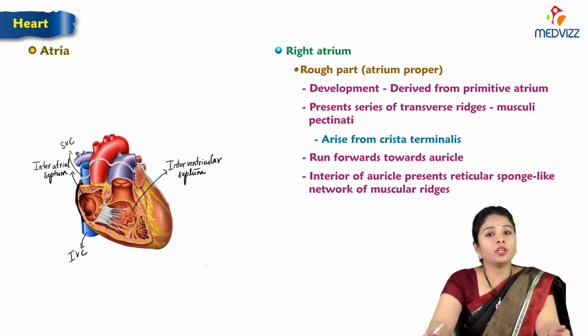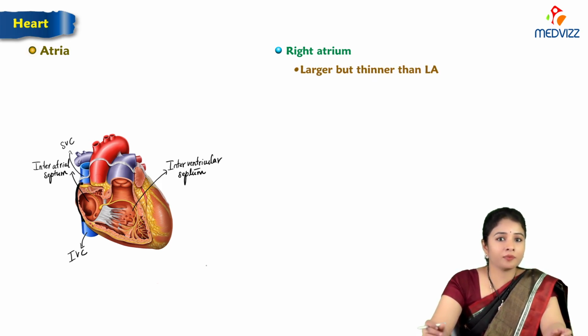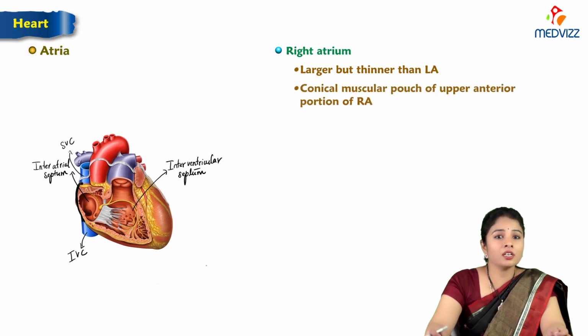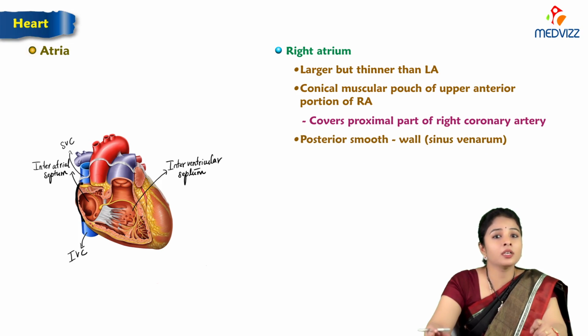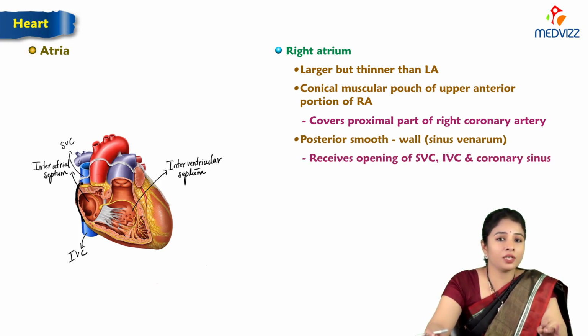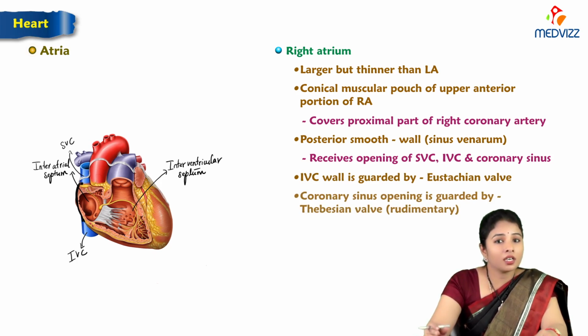If you see a little more detail about the right atrium, it is larger but thinner than the left atrium. The right auricle is a conical muscular pouch of the upper anterior portion of the right atrium, and it covers the proximal part of the right coronary artery. The posterior smooth wall, which is the absorbed part of the sinus venarum, receives the openings of the superior vena cava, inferior vena cava, and coronary sinus. The inferior vena caval opening is guarded by a valve called the Eustachian valve. The coronary sinus opening is guarded by a valve called the Thebesian valve, which is a rudimentary valve.